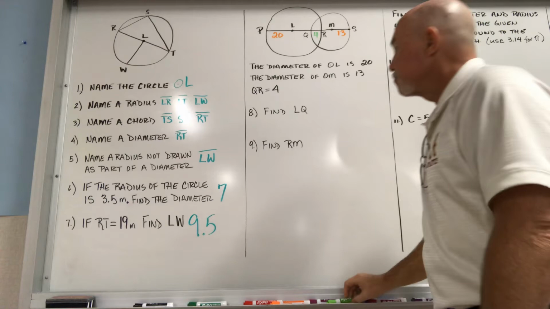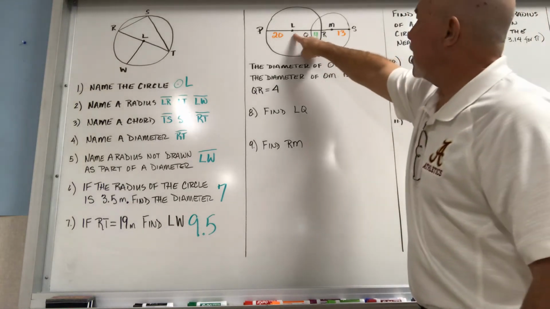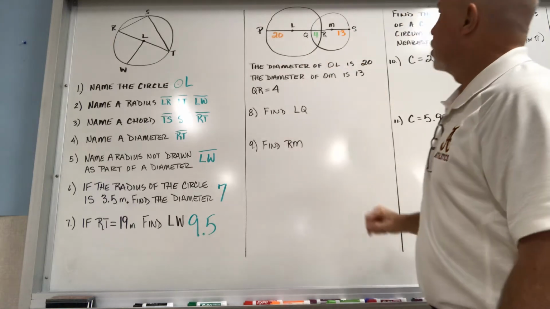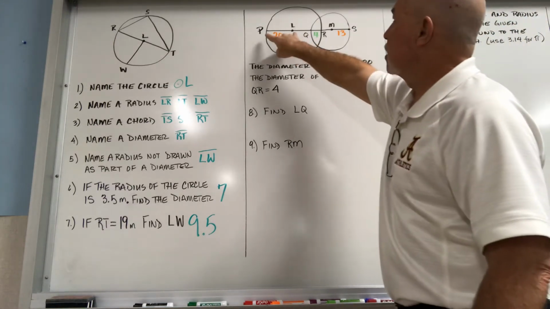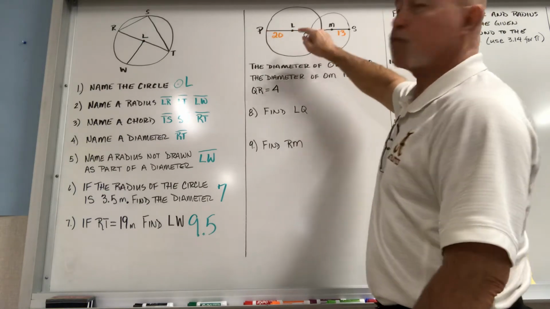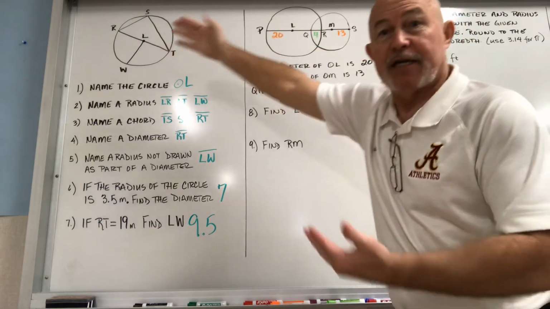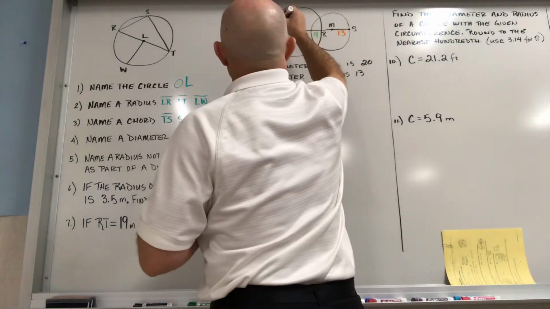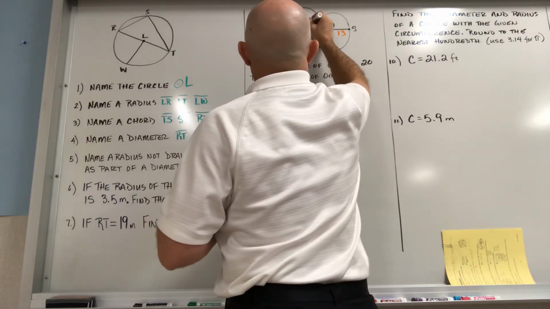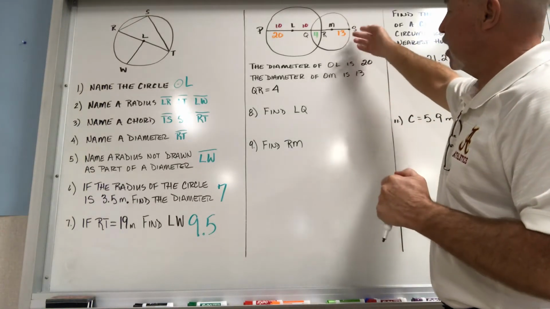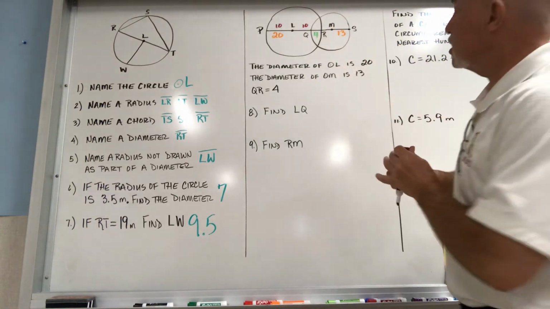Here we go. Find L to Q. If LP, the diameter, is 20, so what's each radius? 10 and 10. And over here, if that's 13, we're going to have 6 1/2, 6 1/2.